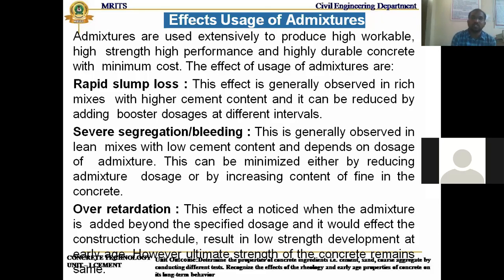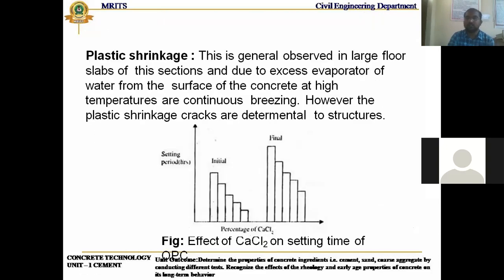And over retardation. In this, when the admixture is added beyond the specified dosage, it will affect the construction schedule, and decrease the strength development at early stage. So this will be seen due to the over retardation. And shrinkage is observed in the larger slab sections due to water excessively evaporating from the surface of the concrete, and thereby bleeding also. And this further leads to the formation of cracks as well as shrinkage in the structure.